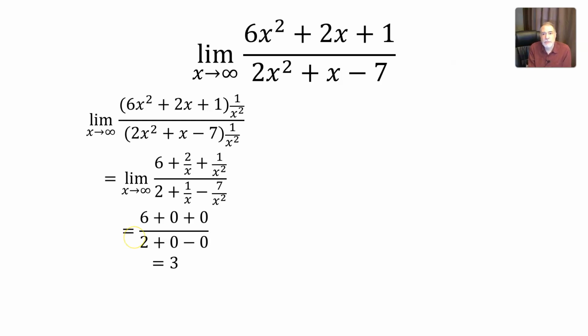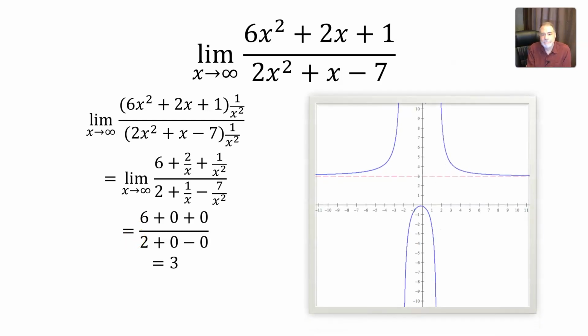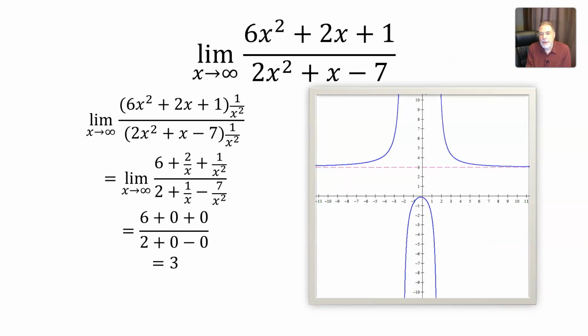If we take this function and plug in a really, really big number for x, we get a value that's really, really close to 3. And as the graph goes off to the right, it levels off and approaches this horizontal asymptote, the line y equals 3.